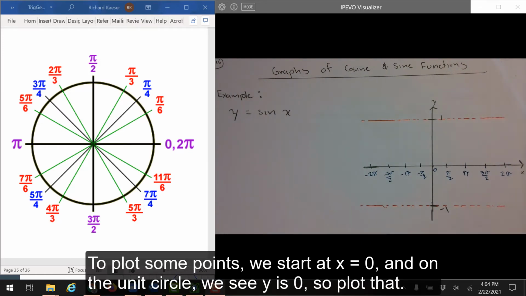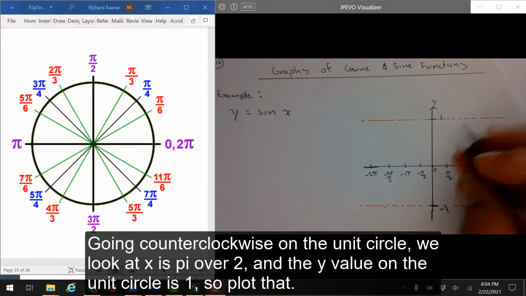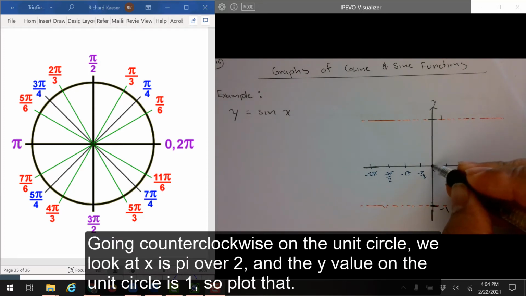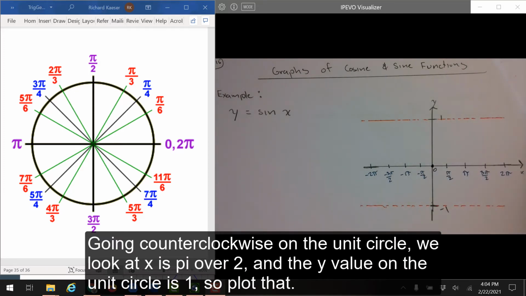To plot some points, we start at x equals 0. And on the unit circle, we see y is 0. So plot that. Going counterclockwise on the unit circle, we look at x is pi over 2, and the y value on the unit circle is 1, so plot that.